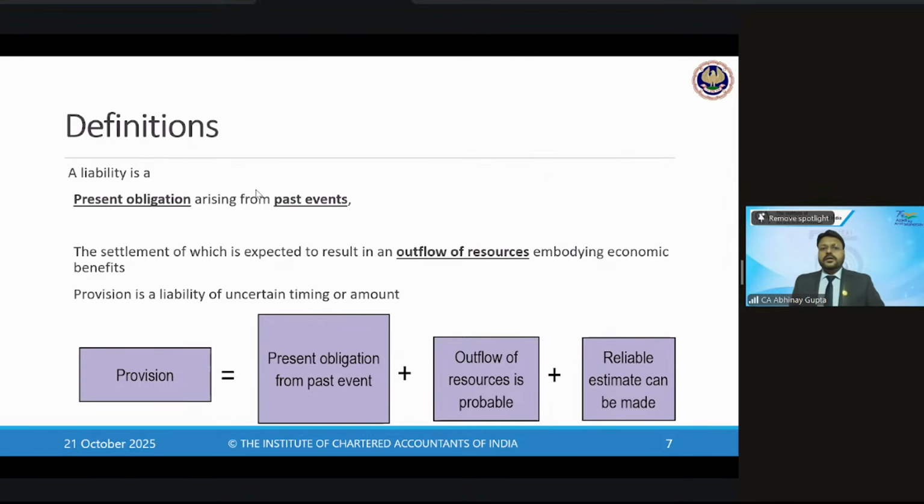Okay. So now we will talk about certain key definitions before we actually proceed with the practicals and the concepts, right? So what do you mean by a liability?